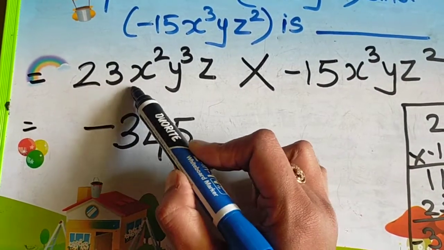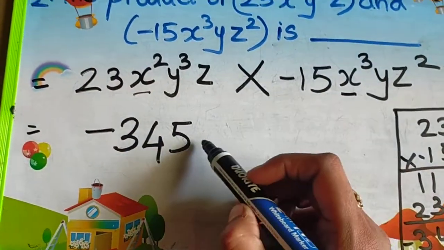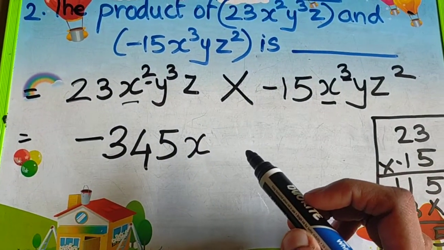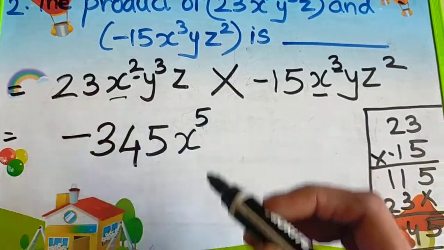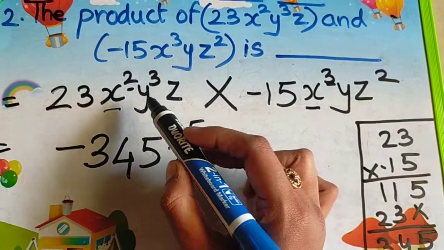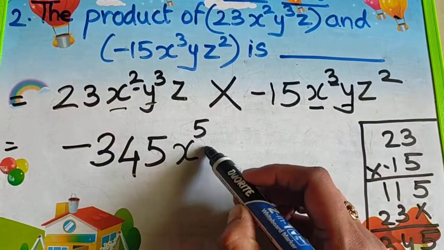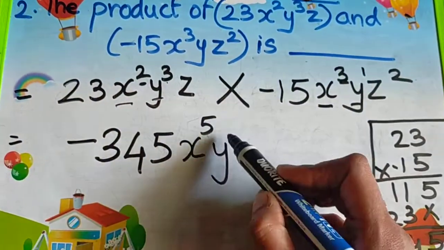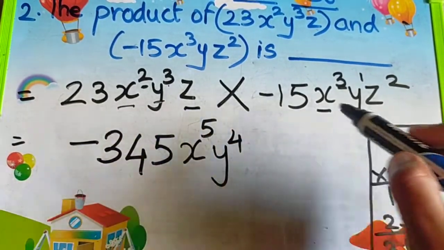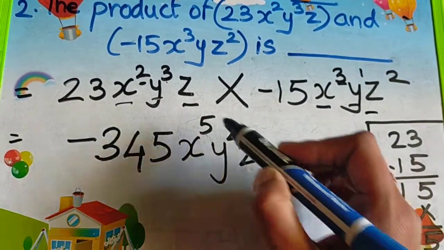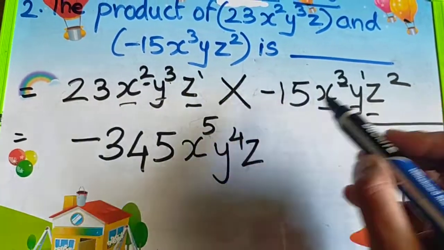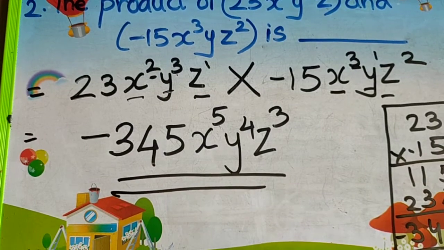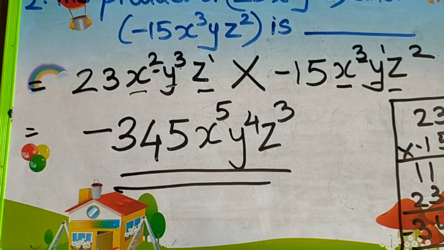So you can see here x square and x cube. So we will write x, and 2 and 3, what will we do? We will add. Okay, so what will we get? x raised to 5. Next is y cube and y. So we will first write y, here cube and here there is nothing, which means power is 1. So 3 plus 1 we will get 4. And last is z into z square. So we will write z, and here nothing means 1. So 1 plus 2 will be 3. So this is the final answer. Minus 345 x raised to 5, y raised to 4, z raised to 3.